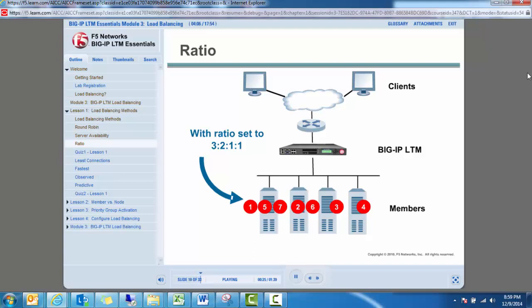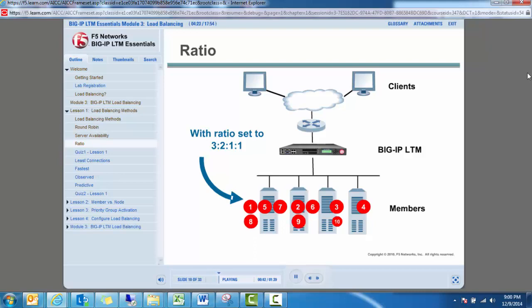Remember the problem Bob was grappling with? He had one server that was much faster than the others. After reviewing the available load balancing methods, he chose to use the ratio method, knowing it would allow BigIP to better utilize his more efficient server.